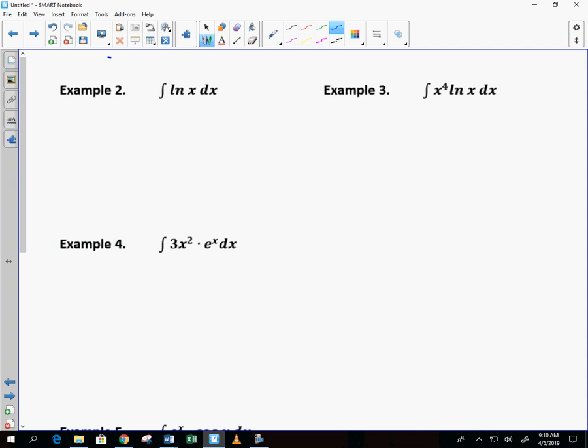Oh, no. Natural log of x. What's the antiderivative of natural log of x? Everybody goes to 1 over x. That's the derivative, folks. That's the derivative.